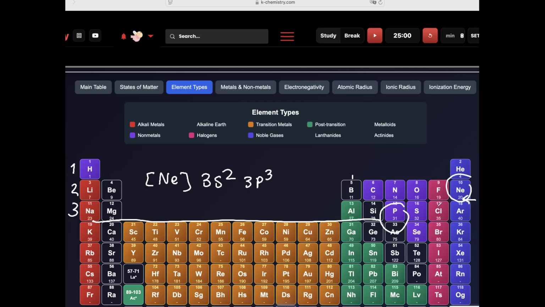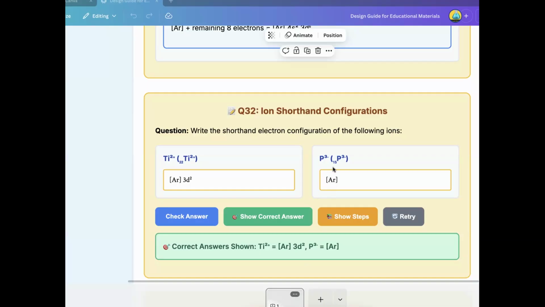So 3p3. Take care, I will add 3 more electrons. So it will be 3p6. This is the configuration of the argon actually. So I can write neon 3s2, 3p6. It's better to write the configuration of argon, because once phosphorus gains 3 electrons, it gets the electronic configuration of the next noble gas, which is argon. So I can directly write argon. This is the correct answer. It's argon only, because phosphorus, once it gains electrons, becomes argon in the electronic configuration.